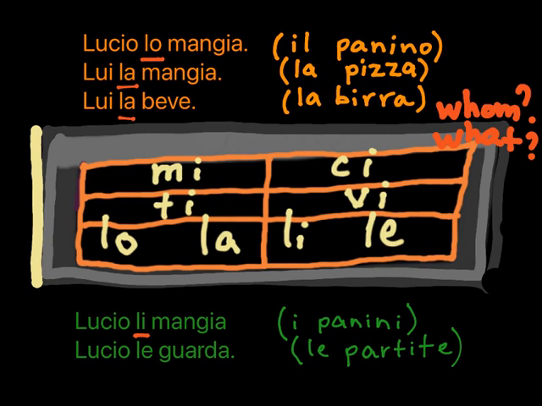Lucio le guarda. You already remember from the previous page that partita is a game. Le partite is plural, right? It was la, and then it becomes le because it is plural this time. And so Lucio le guarda means he watches them. The most important part of this information is that all the direct objects answer the question whom or what. What does he eat? He eats sandwiches or he eats them. What does he watch? He watches games or he watches them. All right.